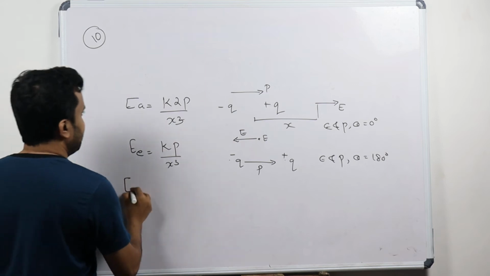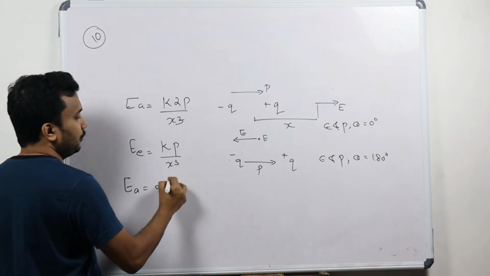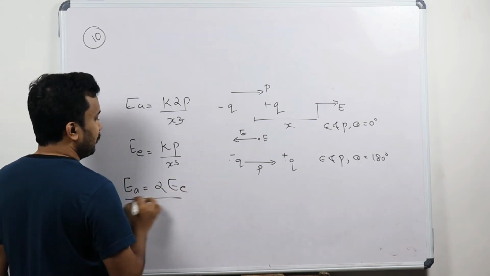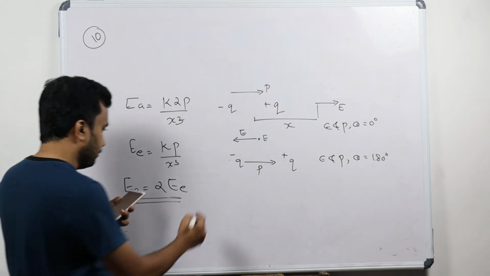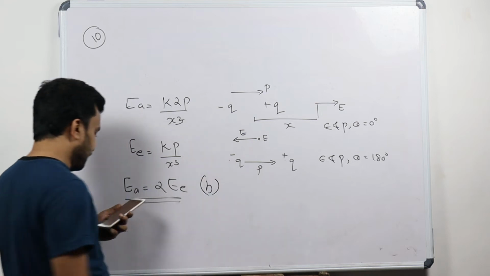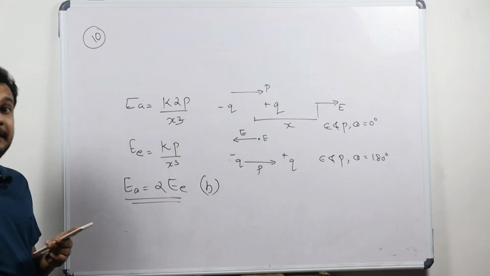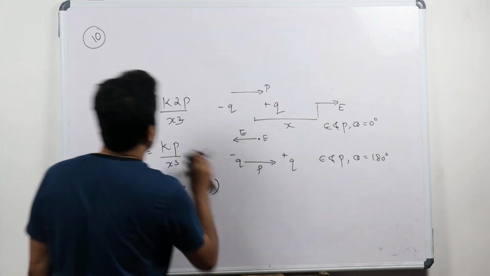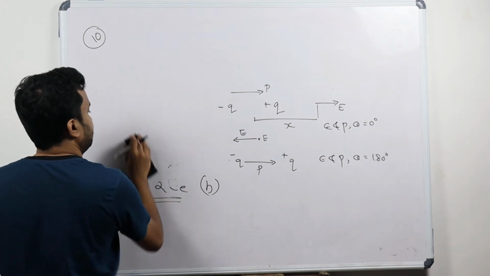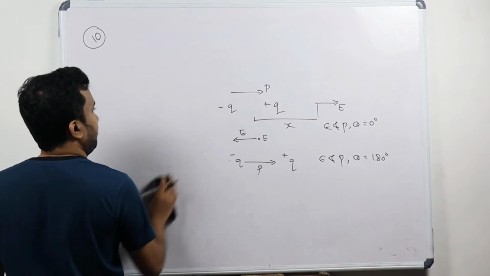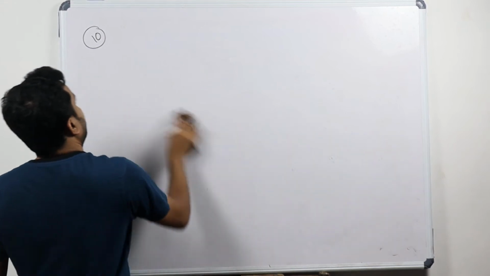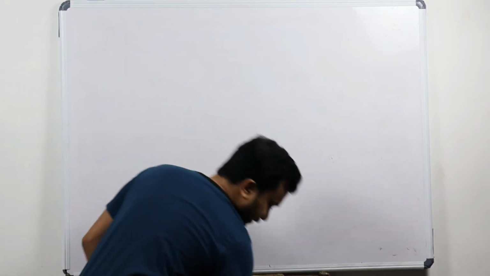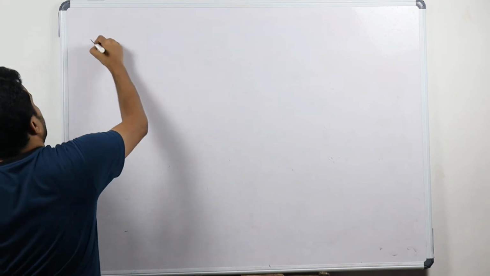So I can say axial electric field equals 2 times the equatorial electric field. So this matches with your option number B. Option B is the right answer for question number 10. Let's move to the next question, question number 11.